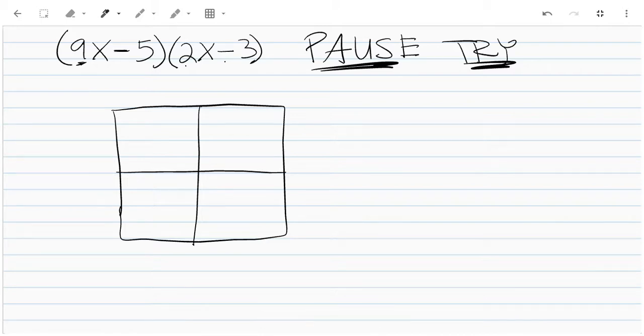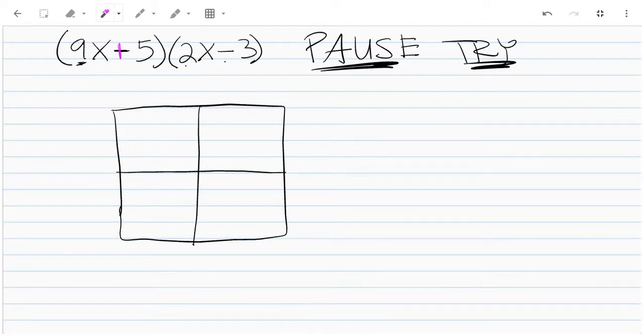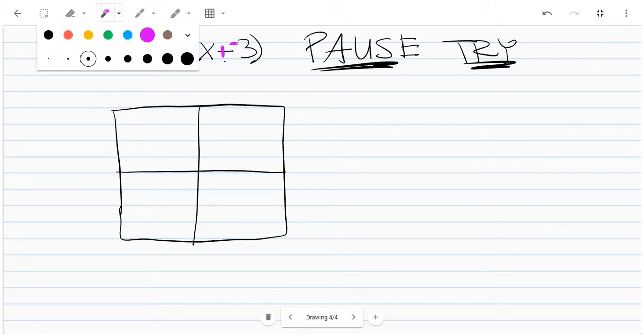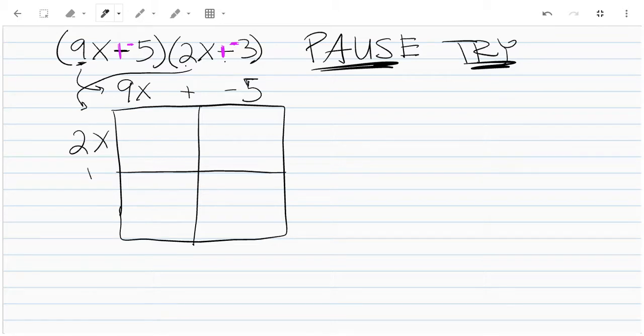So I don't want this negative. I'm going to change my color to show you what I'm doing. I want to add the opposite, make my life easier. Add the opposite. So now I want to put this in there. And so I want black. And so I'm going to put in across the top 9x plus negative 5. It doesn't matter if you have this on the top or on the side. I just like to do it this way. First, when I go on the top, doesn't matter the order though. Multiplication doesn't matter the order. It just helps me this way.